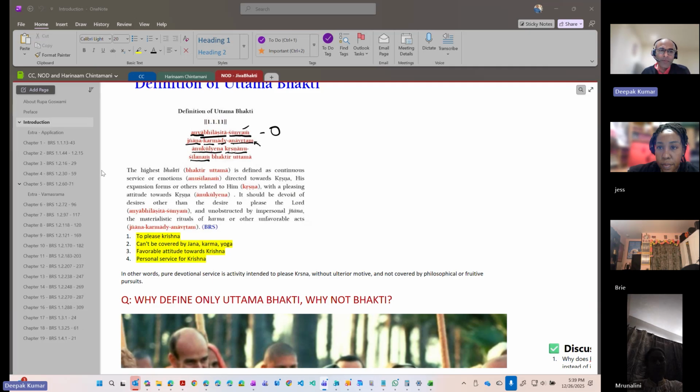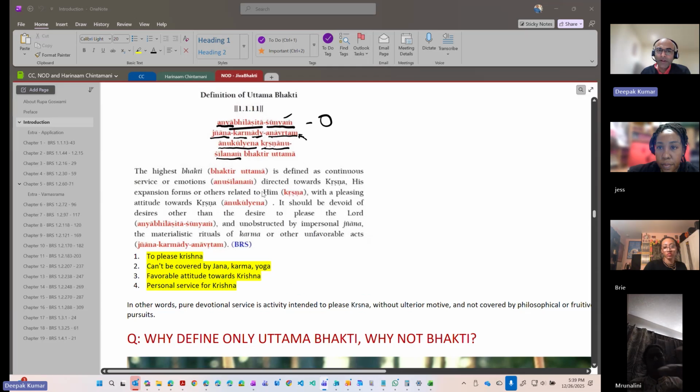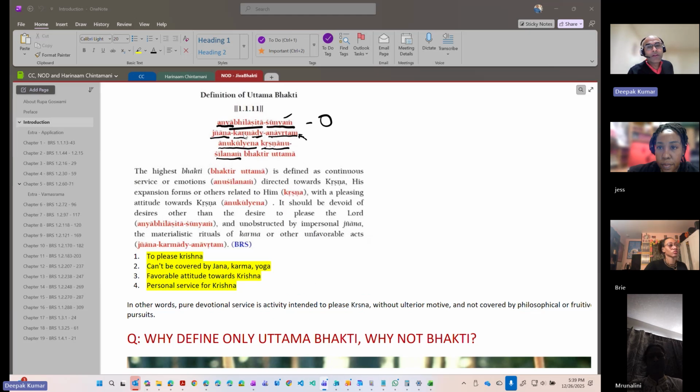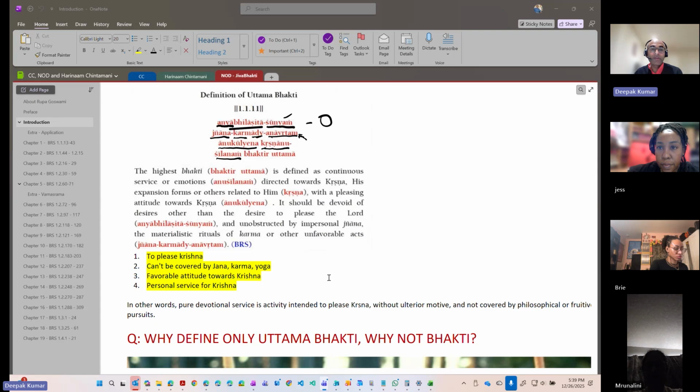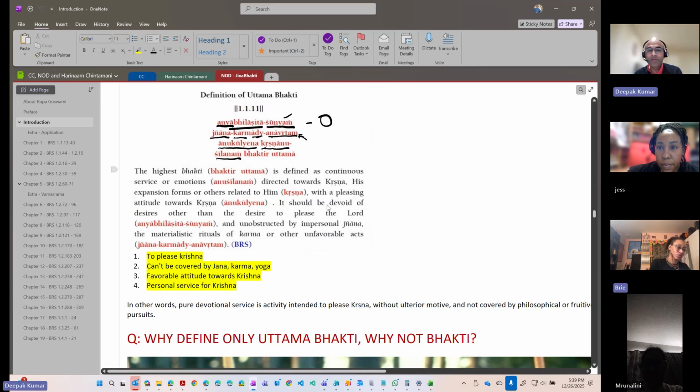Okay, what is Uttama Bhakti? So we all have looked into it, right? It is to please the anyābhilāṣitā. So first, look into the Sanskrit. Anyābhilāṣitā-śūnyaṁ. So what is abhilasha? What is the meaning of this word? To please Krishna. No other desire. Devoid of desire other than the desire to please the Lord.